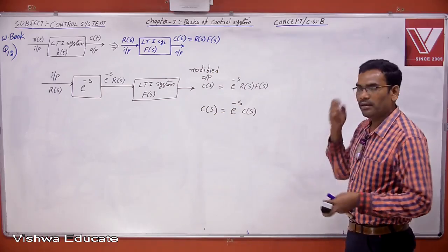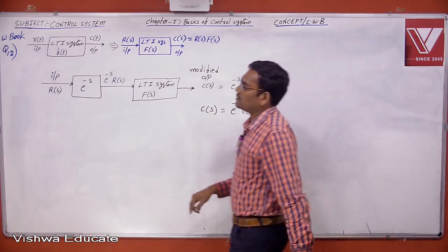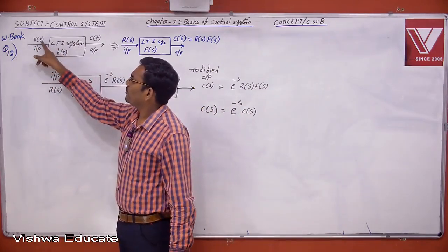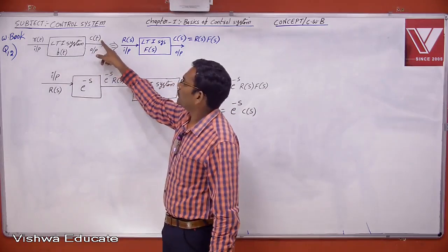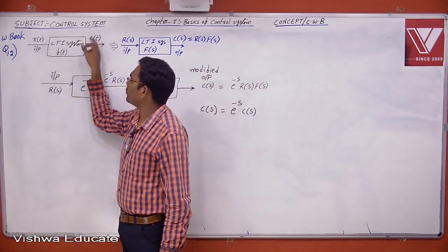Modified output in time domain. Now listen, first you can understand the question itself. This is question number 12 in the workbook. For a linear time invariant system, input is R of t, output is C of t. He is not mentioning any F of t, I am just assuming. Input is R of t, output is C of t.